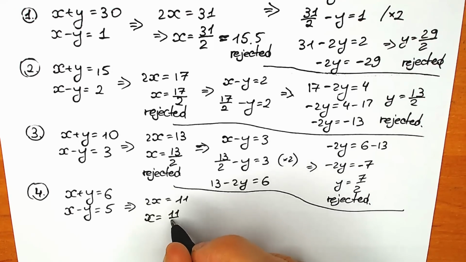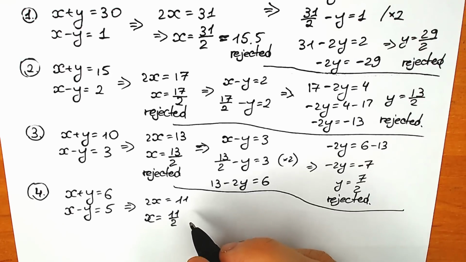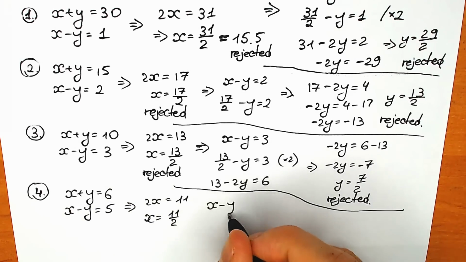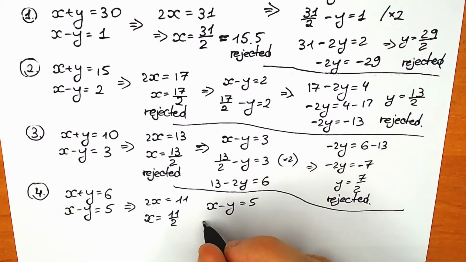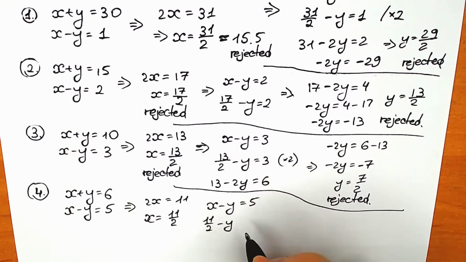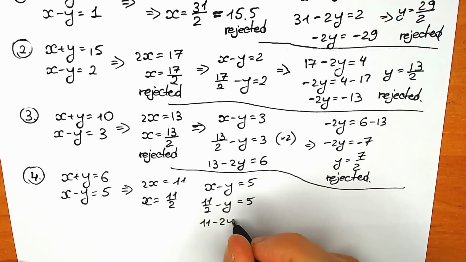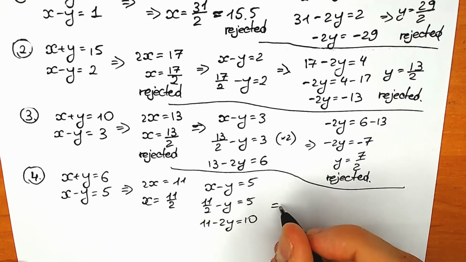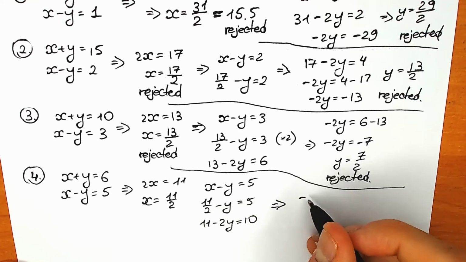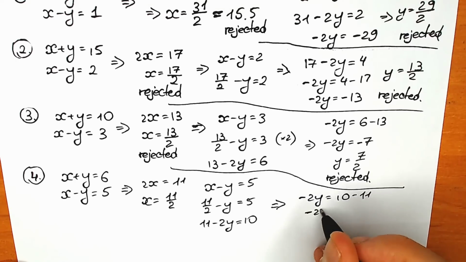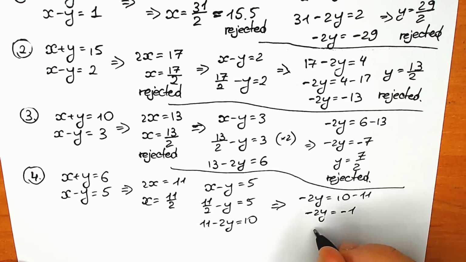11 half. But let's find our y. Let's see what will happen. Let's find our y. x minus y equal to 5. And from here, 11 half minus y equal to 5. Let's multiply both sides by 2. And as a result, we have 11 minus 2y equal to 10. From here, we have minus 2y equal to 10 minus 11, and minus 2y equal to minus 1, and our y equal to 1 half.